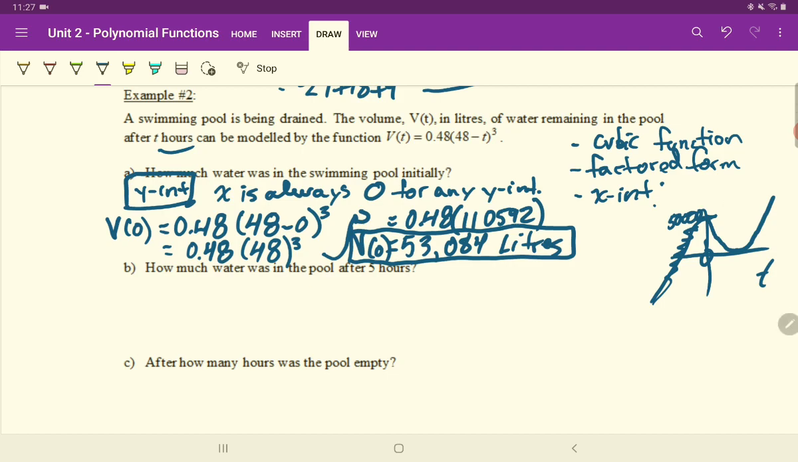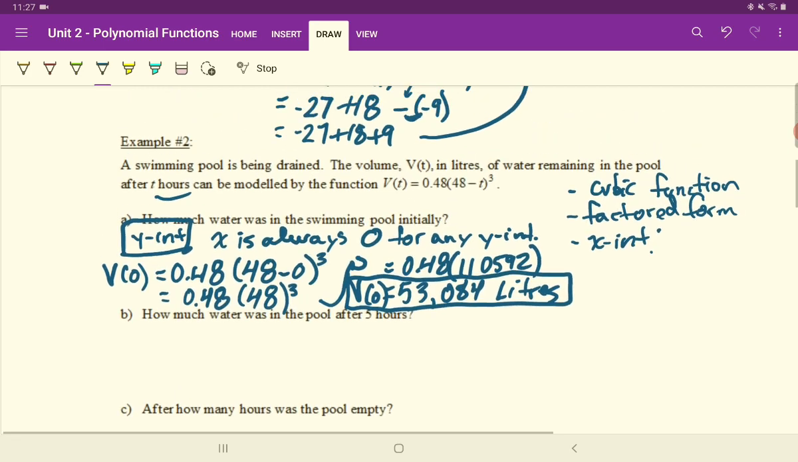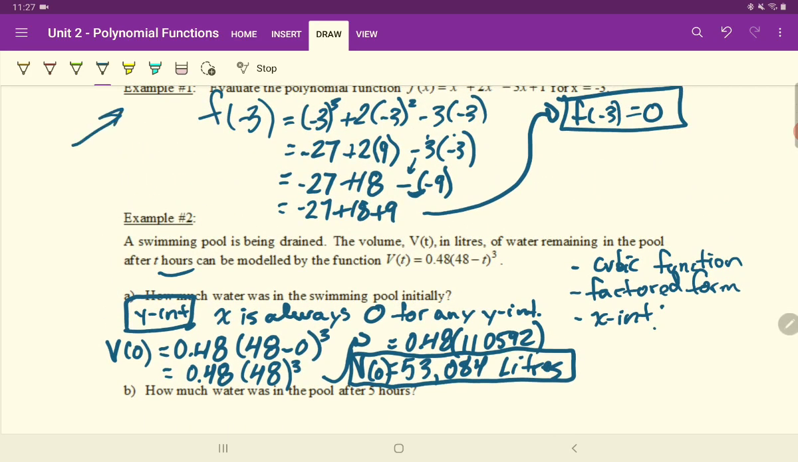It actually doesn't open that way, but I just wanted to do just a quick drawing. Okay, so we don't really need that there. Okay, so how much water is in the pool after 5 hours? No problem. This is just like the question here.